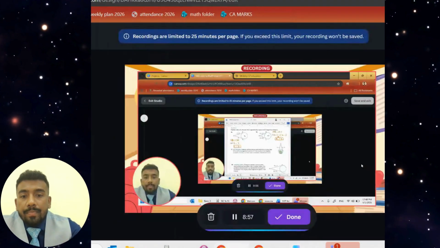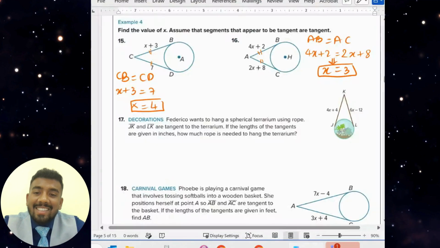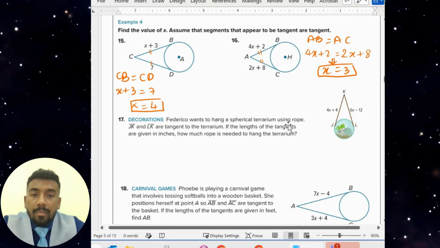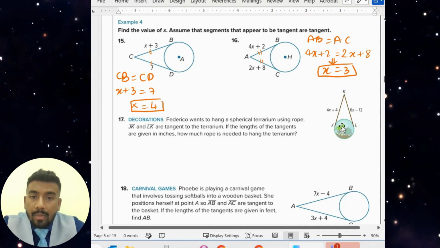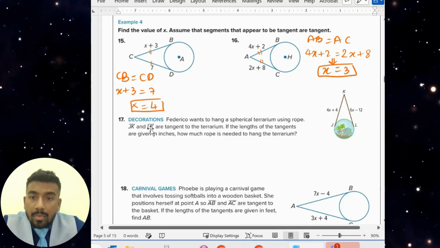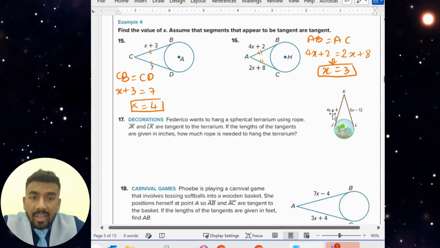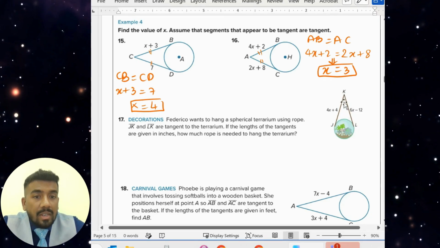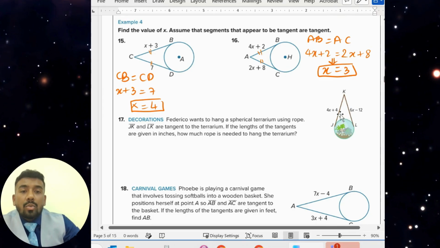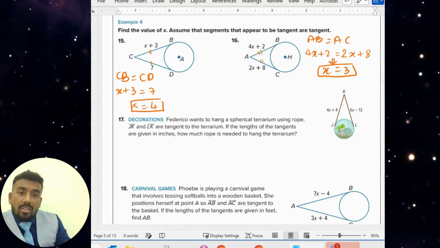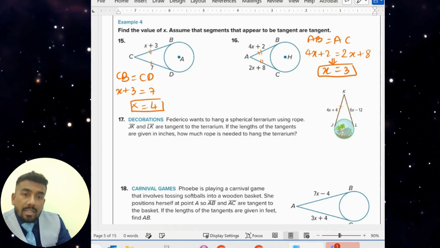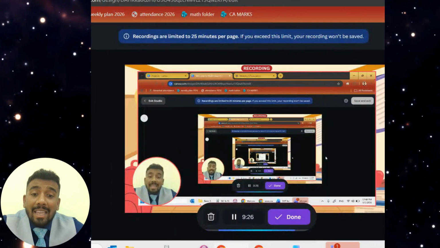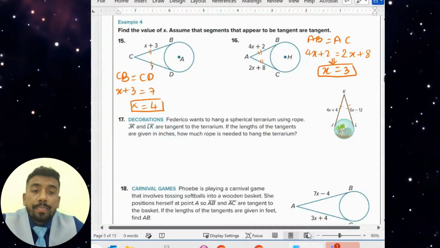Next one. Let's go to the next one. Federico wants to hang a spherical diagram using a rope. So they are the tangents. The length of the tangents is the rope, so this is the rope. He needs to find how much rope is needed to hang this. To find this rope, it's the same as tangents. This is equal to this.